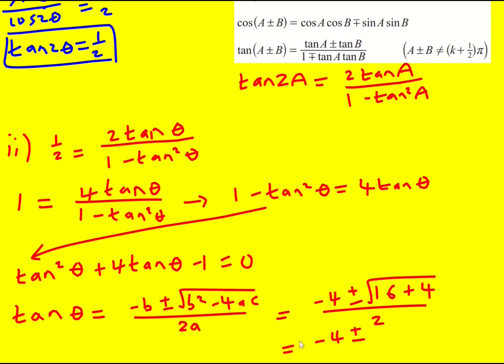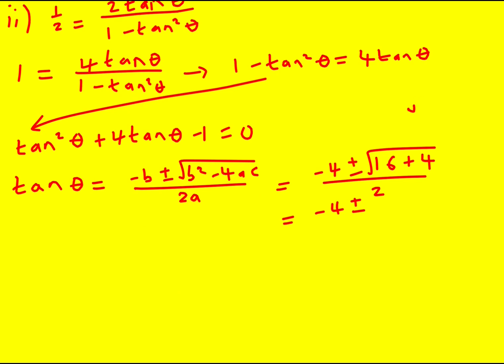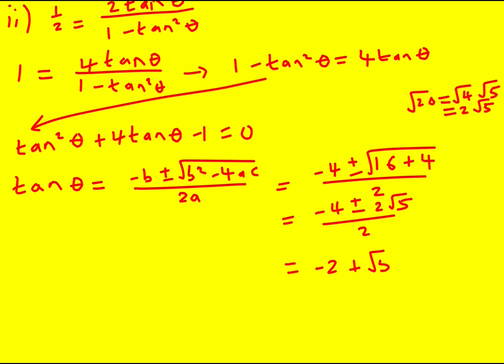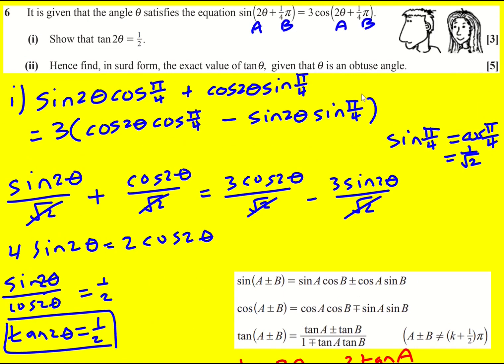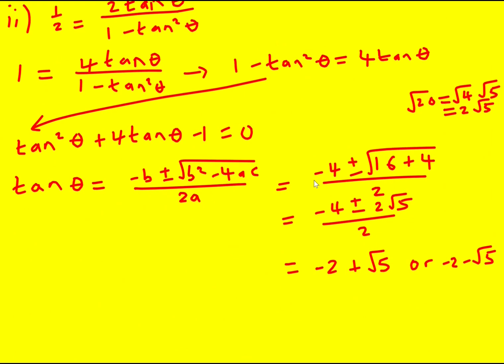This is going to become the square root of 20, which is the square root of 4 times the square root of 5, which is 2 root 5. So we get minus 2 plus root 5, make sure you divide both by 2, or minus 2 minus root 5. Two solutions. However, in the question, they told us that theta was an obtuse angle, so we just need to see what impact that has.